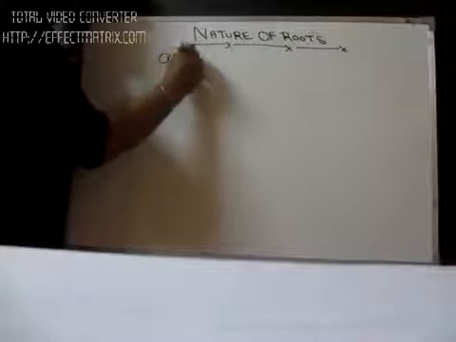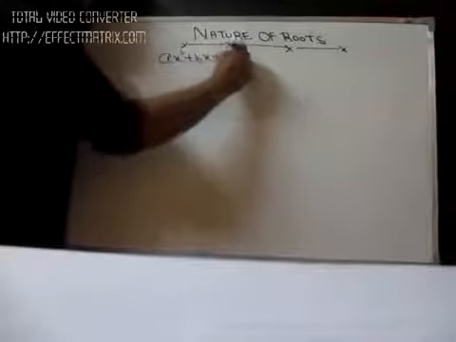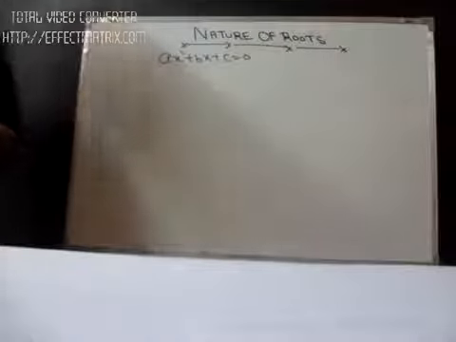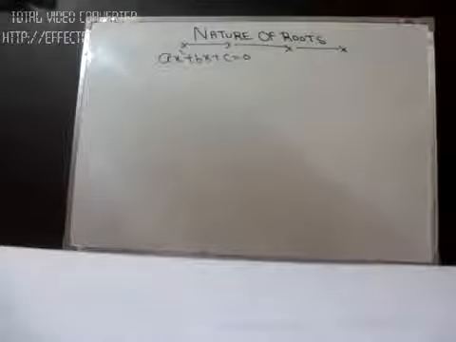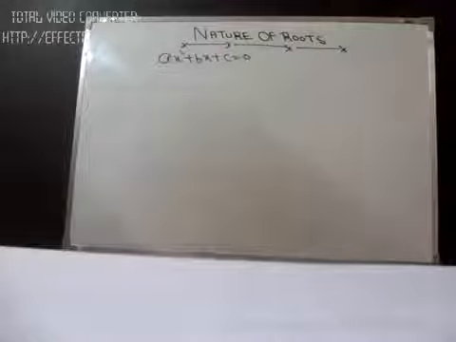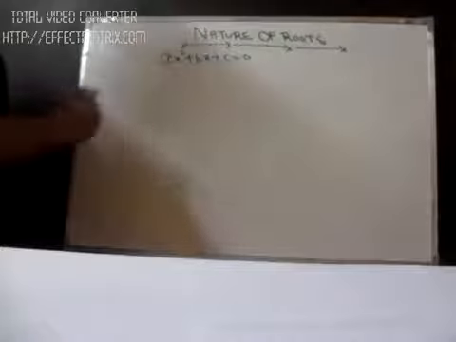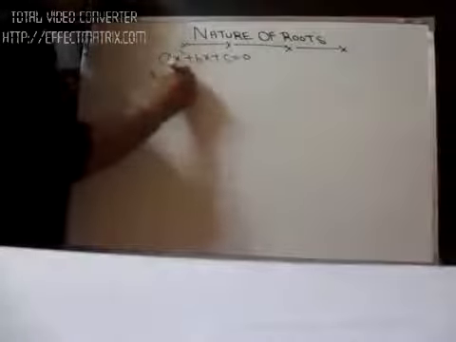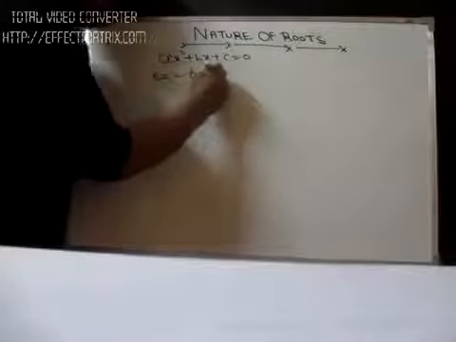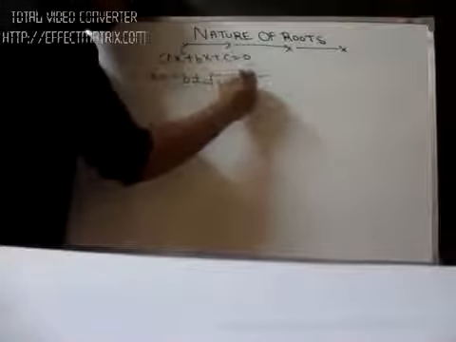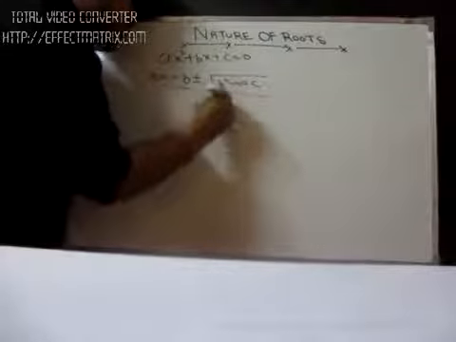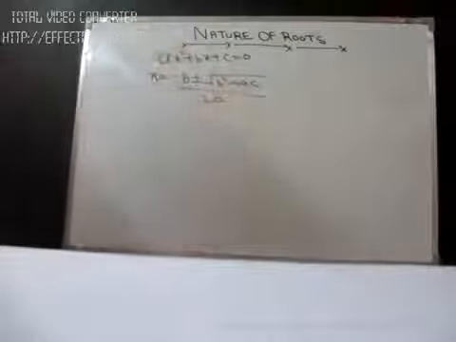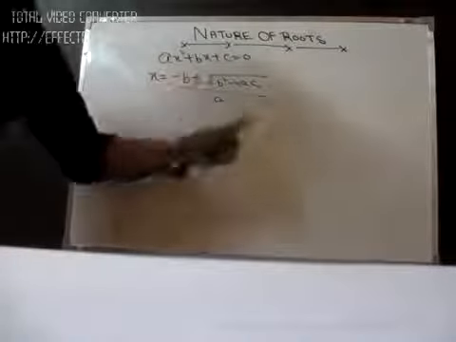Nature of roots of ax square plus bx plus c equal to 0. Nature of roots means the values of the roots are real, imaginary, equal or unequal. This is called the nature of roots. Here x is equal to minus b plus minus root over of b square minus 4ac divided by 2a. The nature of roots will depend upon the value of b square minus 4ac.